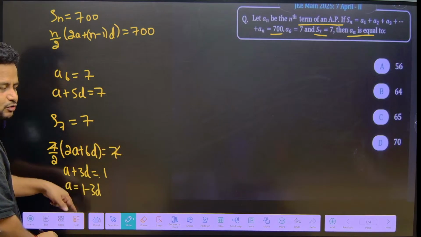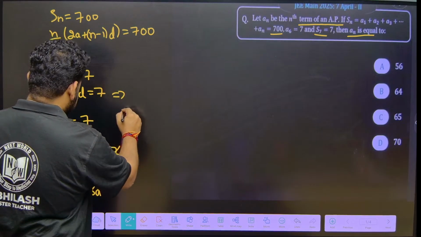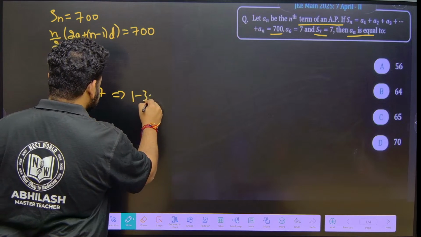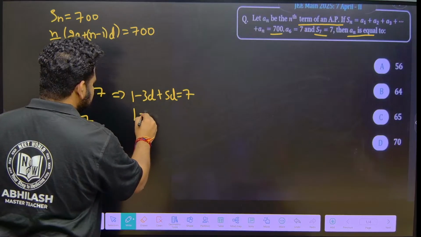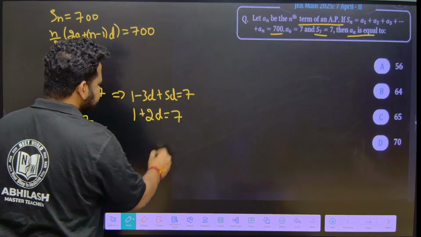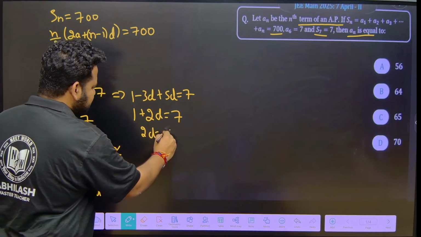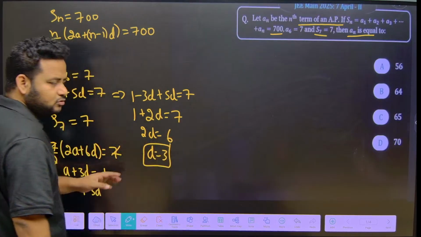If I put a is equal to 1 minus 3d in this equation, this becomes 1 minus 3d plus 5d is equal to 7. That is 1 plus 2d is equal to 7. So this gives us 2d is equal to 7 minus 1, 6, so d is equal to 3. We got d is equal to 3.